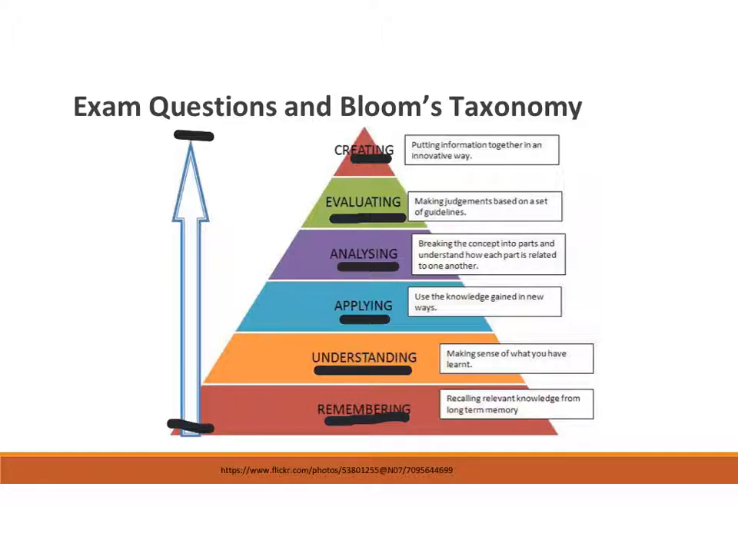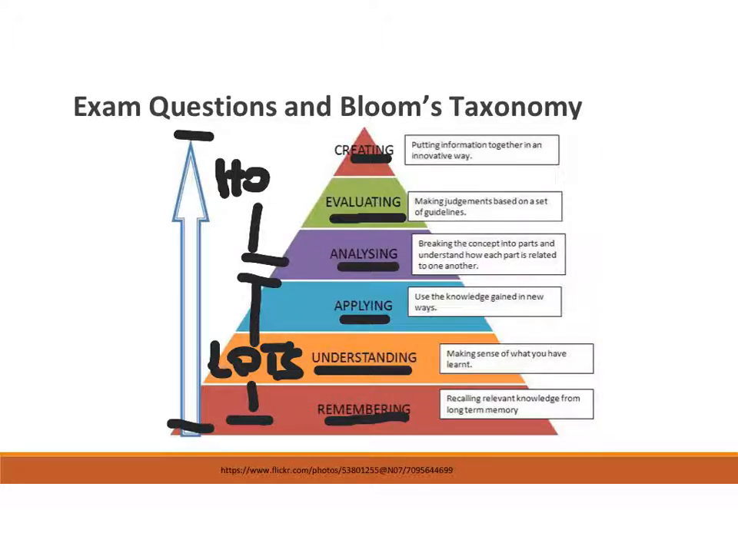The first three levels are often referred to as lower order thinking skills, or LOTS, whereas the upper levels are referred to often as higher order thinking skills, or HOTS. And when we're talking about test questions, it doesn't mean that any one of these is necessarily better than another.